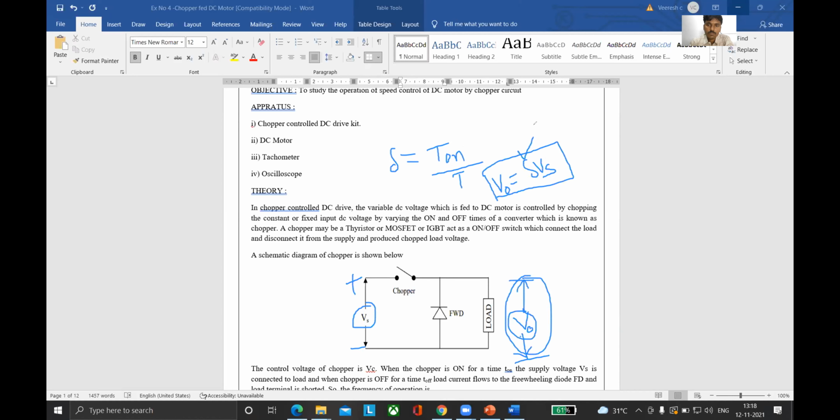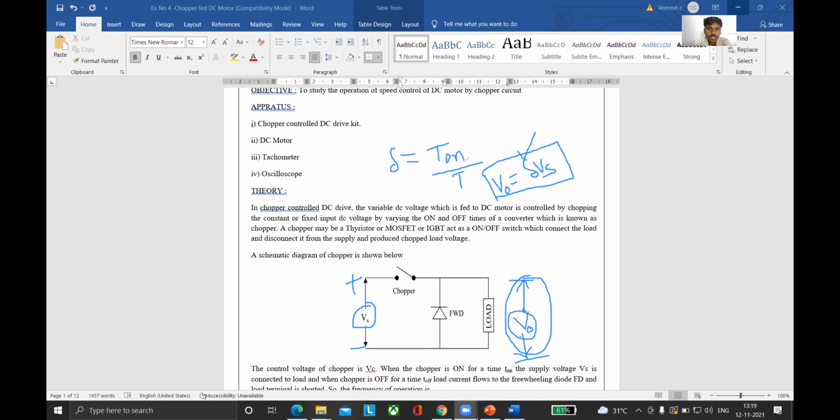If this delta is varied, and Vs is the constant value, the output voltage is also varied. So for varying the duty cycle, what do we have to do? We have to vary the switch on time and off time of the chopper switches. Whatever power semiconductor switch we are using in the circuit, by varying its on time and off time, ultimately the duty cycle also varies.